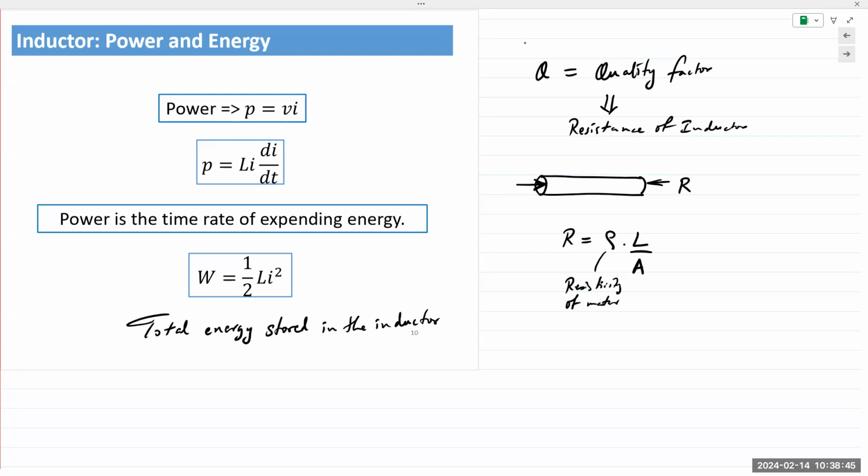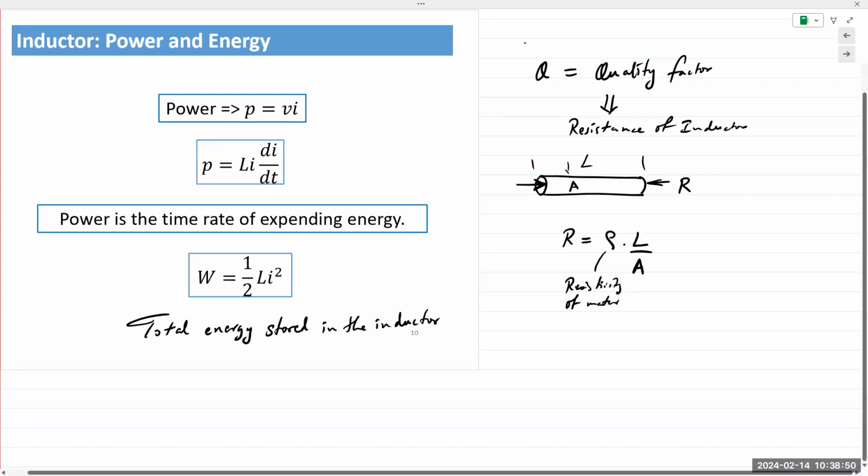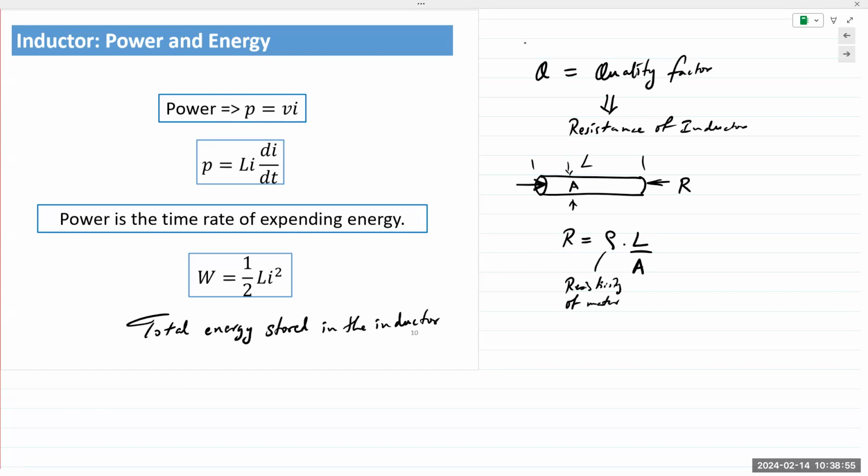And L is, of course, the length, and A is the cross-sectional area. So if you take this piece of wire and you make an inductor out of this wire, that wire will still have resistance. Make sense? So depending on the quality of this wire and the construction, the inductor in real life will also have some resistance. High quality inductors have resistance on the order of 5 ohms or less.